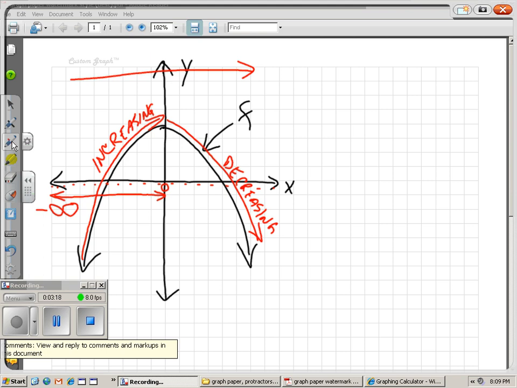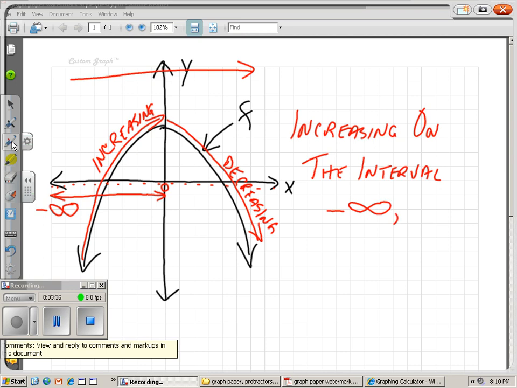We just talked about that. It is increasing on the interval from negative infinity to 0. Infinity can't be included, and 0 actually is included.